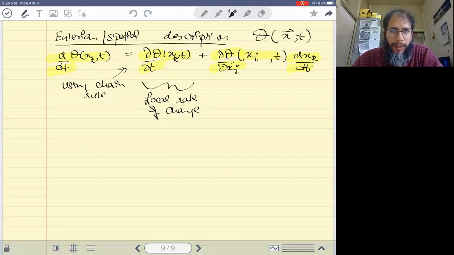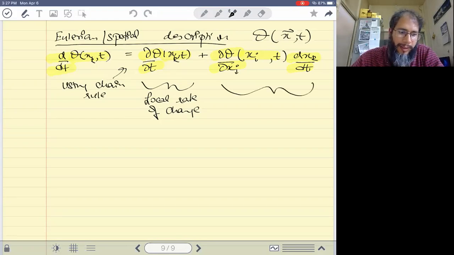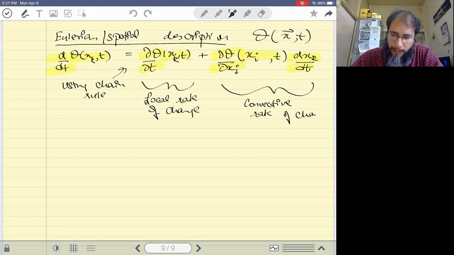That's the meaning of this first term, local rate of change. We use the word local because it's fixed in space. So local refers to fixed in space. Now the second part is called the convective rate of change. The word convection refers to flow, because it's some property being changed because of flow.